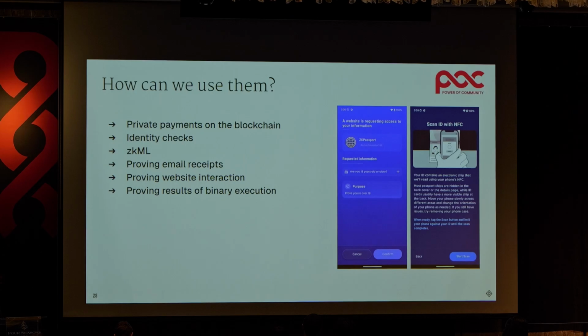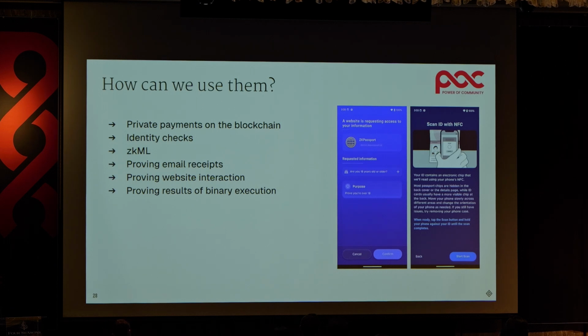So how are zero-knowledge proofs actually used today? There are a ton of modern users. So one, which is pretty widespread, is private payments on the blockchain. The other extremely useful one are identity checks. So one of the applications that are available today is ZK Passport.